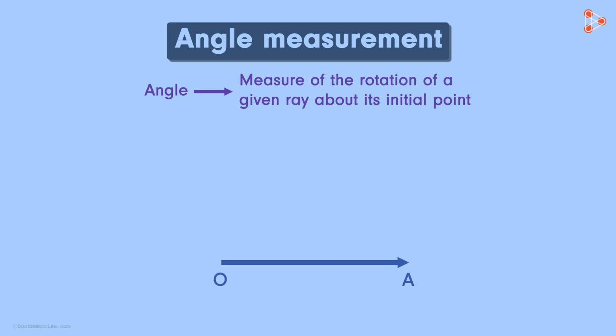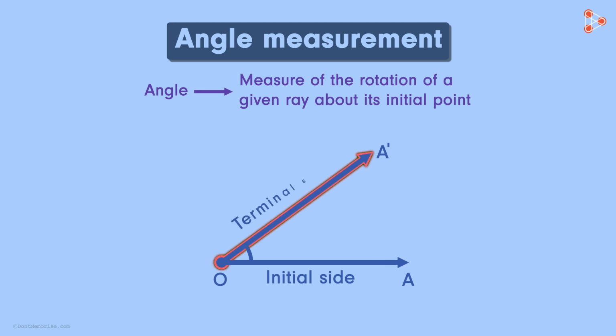O is the initial point of ray OA. We rotate ray OA to this position. Let's call this new position of the ray OA as OA'. The initial position of ray OA is called the initial side, and the final position of ray OA' is called the terminal side. So OA is the initial side and OA' is the terminal side. We can also call this initial point as the vertex. There is an angle subtended between the two rays.